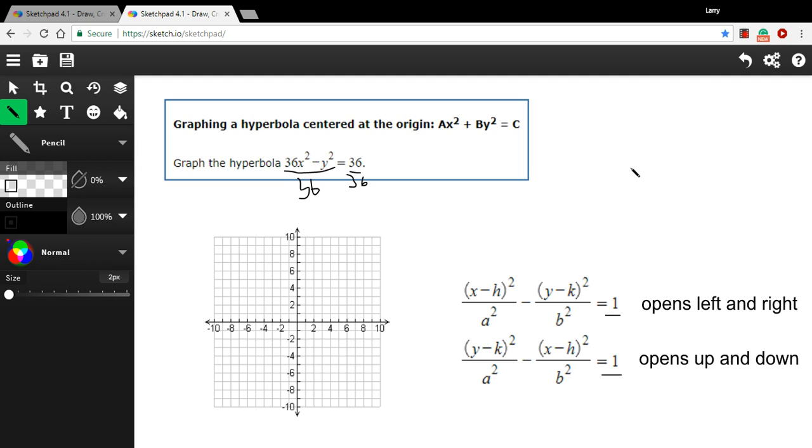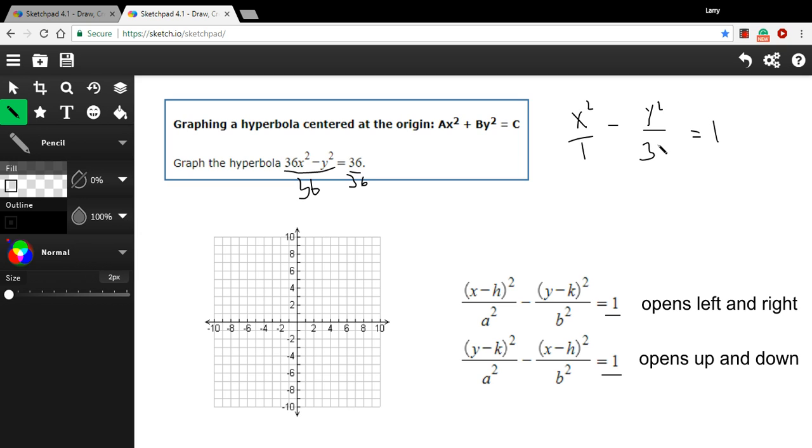What that means is that on the right, you'll have it set equal to 1. And on the left, we have to do each of these terms separately. 36x squared divided by 36 is just x squared, but I'm going to write this as a fraction. So we're going to call this x squared over 1. And then we've got minus y squared divided by 36, so minus y squared over 36.